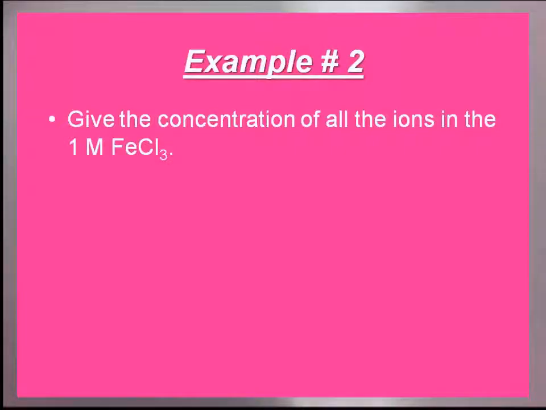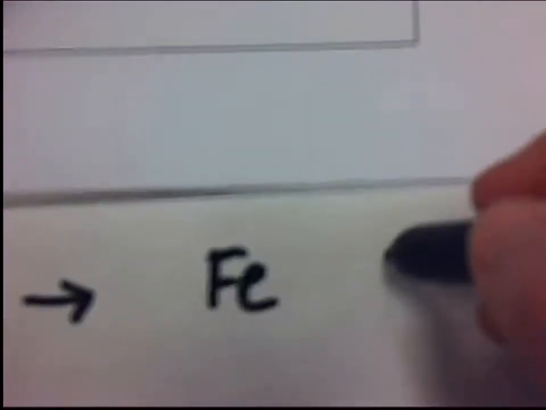All right, we're going to do example 2, which is give the concentration of all the ions in 1 molar FeCl3. So to do this problem, the first thing we have to do is talk about what dissociation is. Dissociation is when you have an ionic compound and it breaks down into ions. And so we have FeCl3, for example, which is an ionic compound. And so when it breaks down into ions, it breaks down into Fe plus Cl.